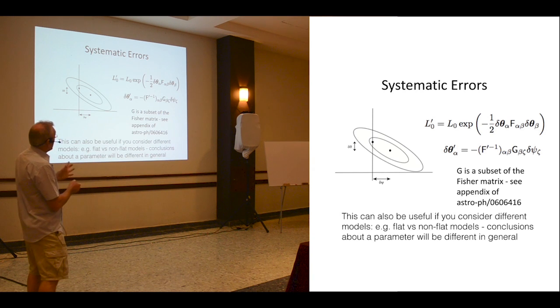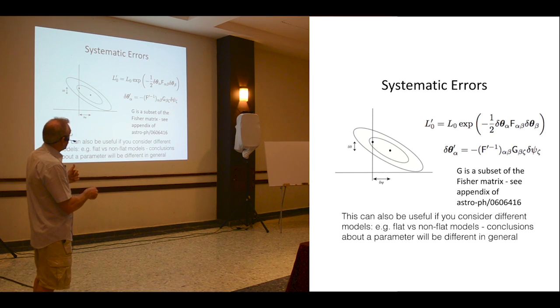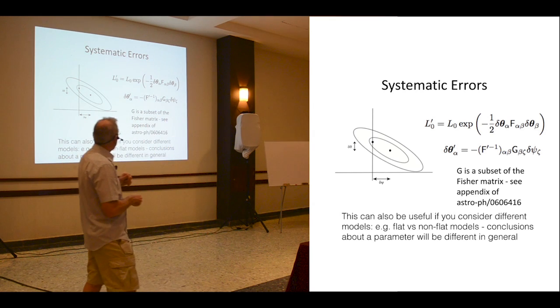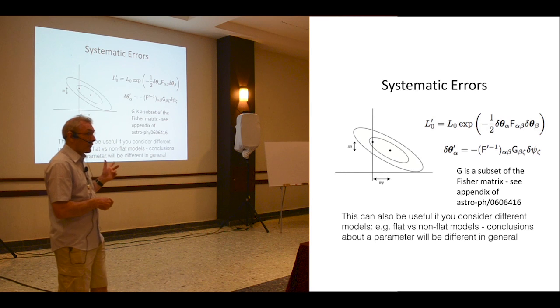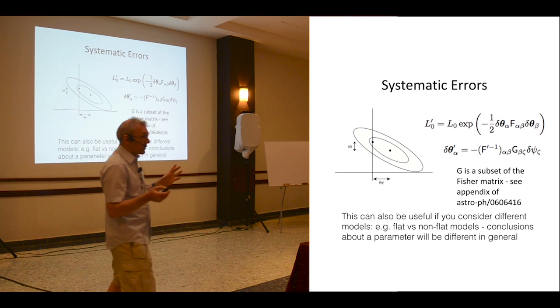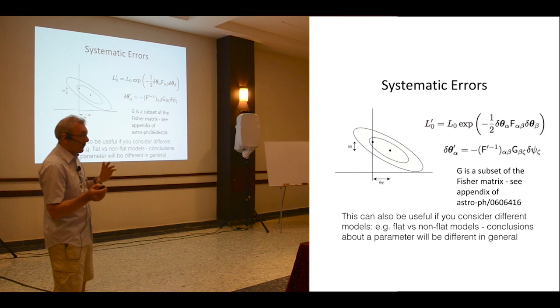Now with the Fisher matrix, because you have complete control over this, you can actually work out what this shift is. So if you make a mistake in one of the parameters, which is size delta psi, zeta here, then all of the other parameters will get shifted systematically by an amount which is given by this expression. I haven't told you what this matrix is, but if you ever need to do this, you can find it in this paper. It's also of use if you're considering models that are simpler versions of others.